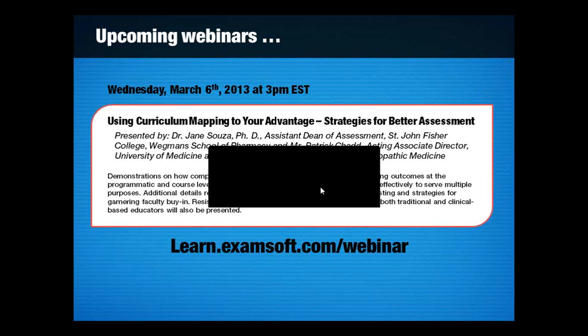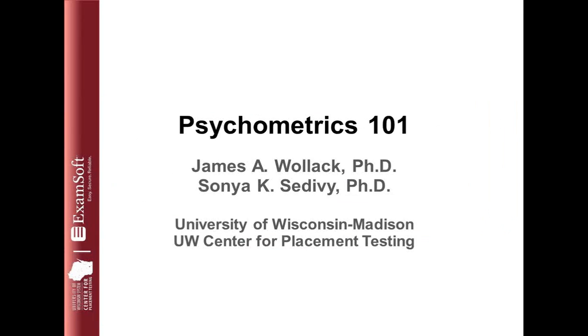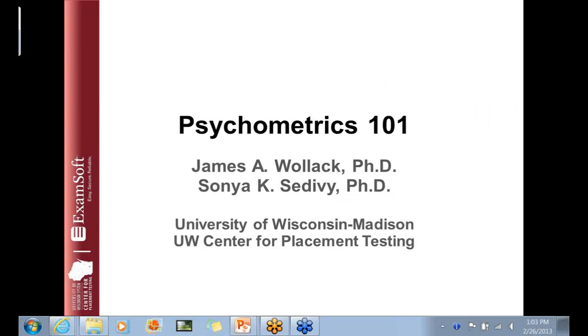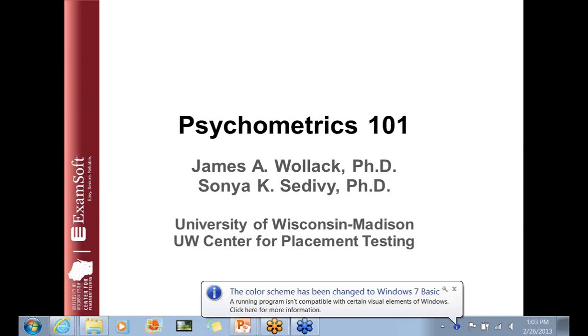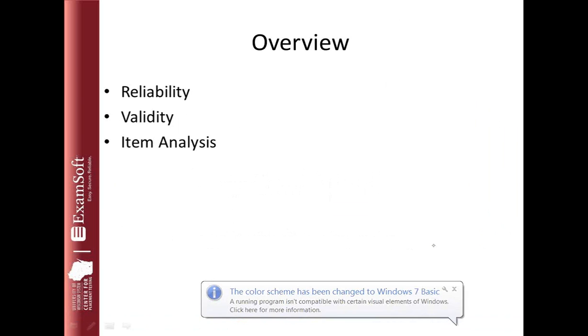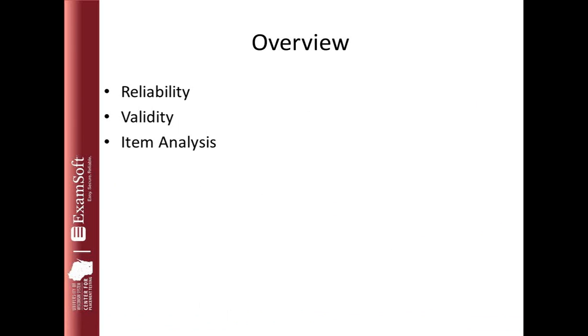Hello, thank you everyone for joining us today. Today, Jim and I are going to talk about Psychometrics 101 and how you can use some of the reports that ExamSoft provides in SoftScore to help improve some of your test items. So I'm going to start off by talking a little bit about reliability and validity, and then I'm going to pass it over to Jim, and he's going to talk about item analysis and how you can use item-level information to guide item revision.